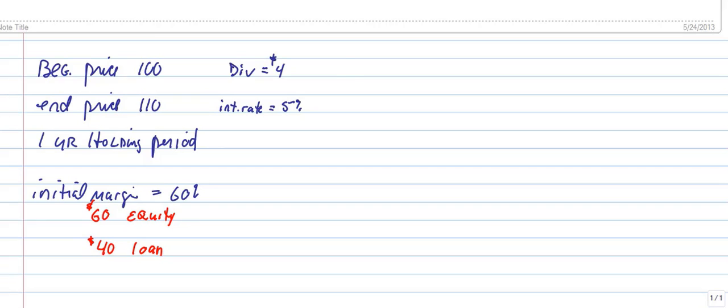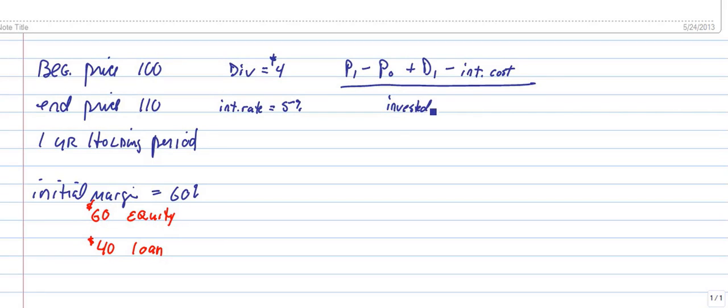And so we're going to do the same thing. I'm going to write P1. That's what we had before. Minus P0. Plus the dividend that was received during the period. But if we borrowed money, we have to pay interest. So I'm going to subtract out the interest cost. Then in the denominator, I'm not going to put the initial price, but I'm going to put the, I don't have an abbreviation, I'm just going to say the invested capital.